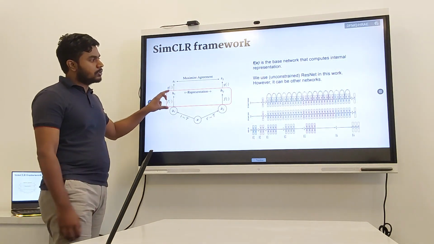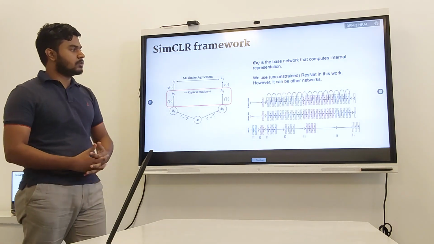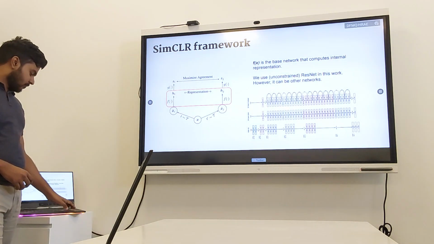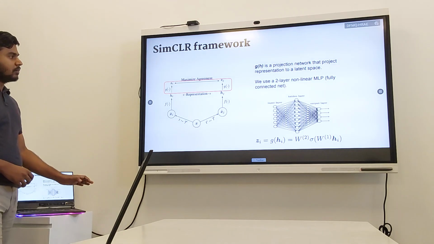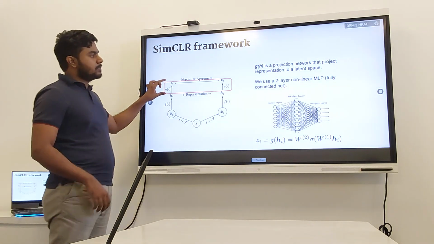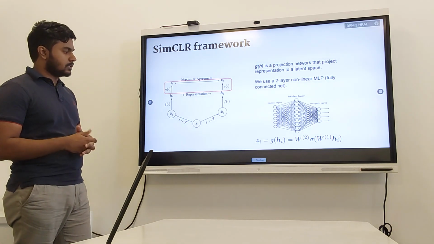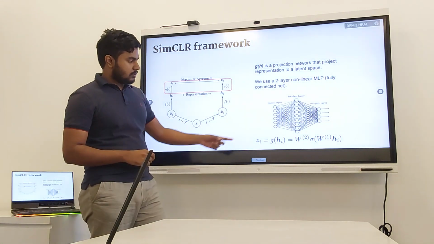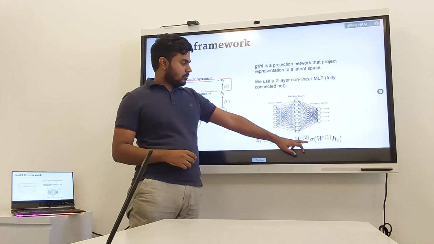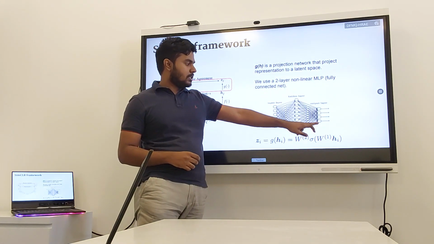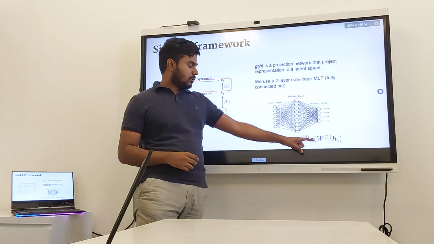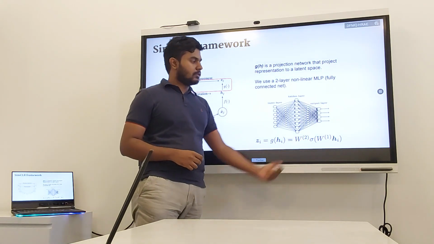Here in this base encoder layer, they have used a ResNet layer. In this MLP layer, it's a projection layer, so they have used a fully connected layer. The hidden layer uses a ReLU activation, and this one is just a linear activation. So the output corresponds to this.